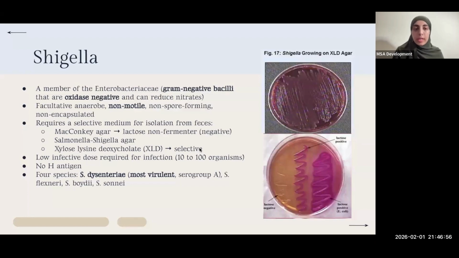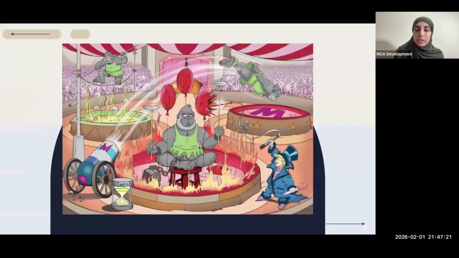Okay, so Shigella is a member of the Enterobacteriaceae family, and what this family is basically is gram-negative bacilli that are oxidase negative and can reduce nitrates. Okay, so this is a feature of all of the Enterobacteriaceae, one of which is Shigella. It's a facultative anaerobe. It's non-motile, non-spore forming, non-encapsulated. Non-motile, if you look back at Sketchy, do you see this chain that the chimpanzee is held down by? This is to indicate that it's non-motile, okay?